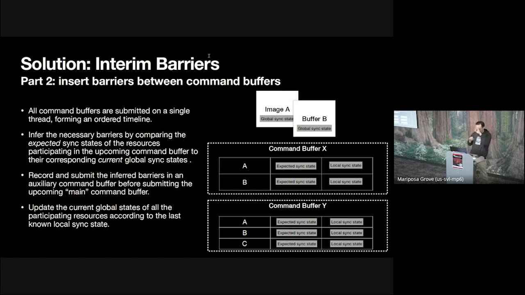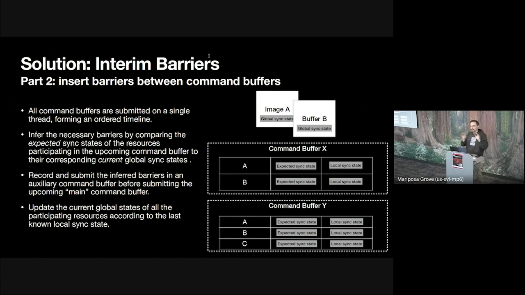So we record those barriers into a little auxiliary command buffer and submit that before proceeding to submit the upcoming main command buffer, after which the corresponding global synchronization states of all the participating resources get updated. And then we repeat the same procedure for every command buffer in the submission queue. And this is really like the 10,000-foot overview of the method.